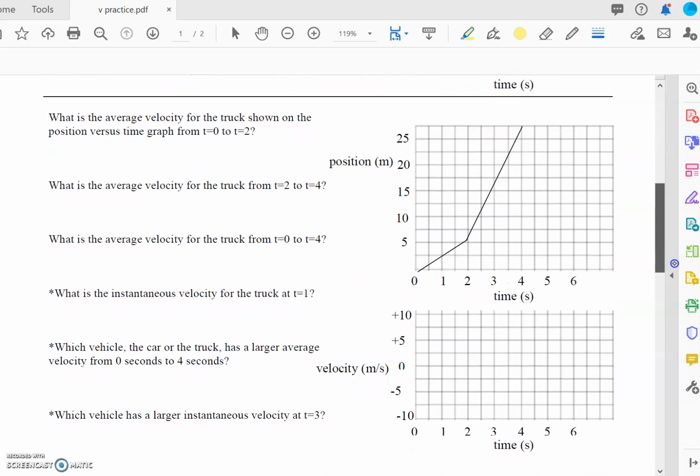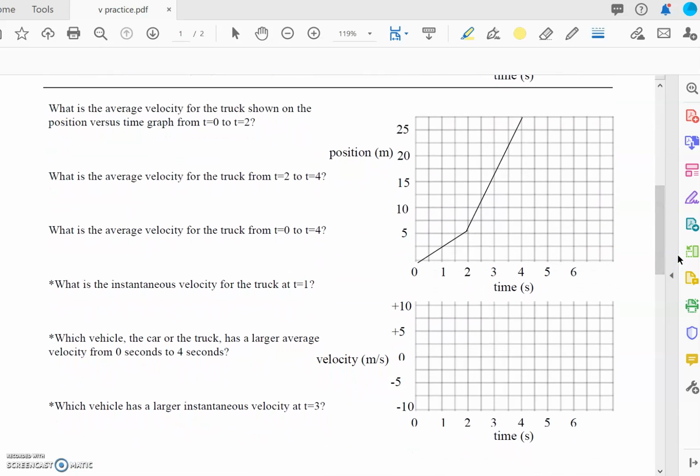All right, let's work on this next one. What is the average velocity for the truck shown from 0 to 2 seconds? Okay, so just like before, from 0 to 2 seconds is going to be this segment of the graph that I've highlighted in pink. The velocity is the slope of the position time graph.